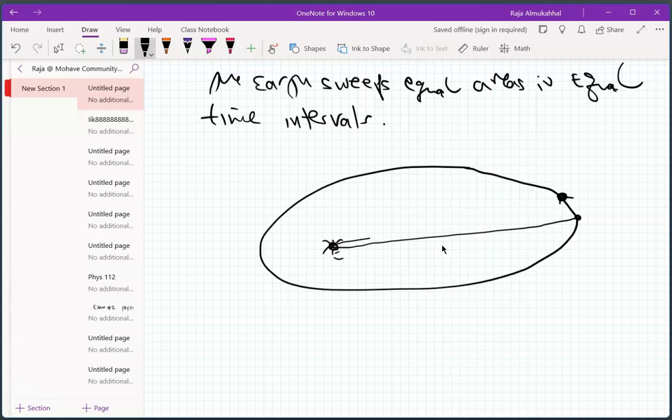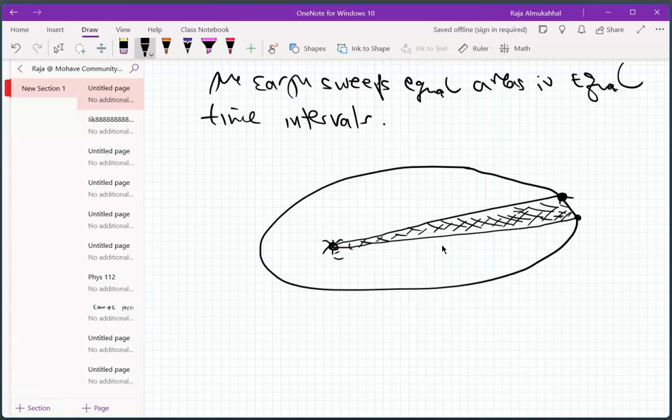And what I want to do is connect the distance between the Earth and the Sun like that. And I want to calculate the area that the Earth has swept within 2 weeks. Again, this 2 weeks is a random choice. It could be anything else.